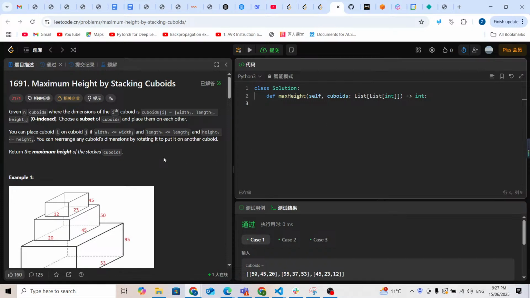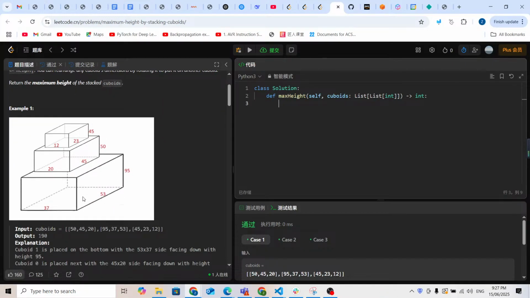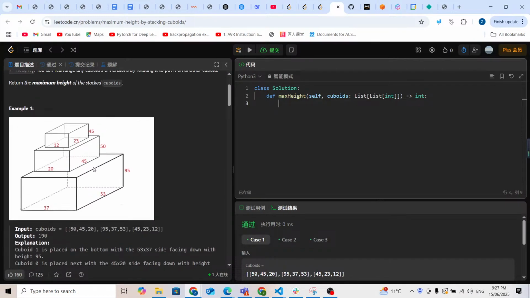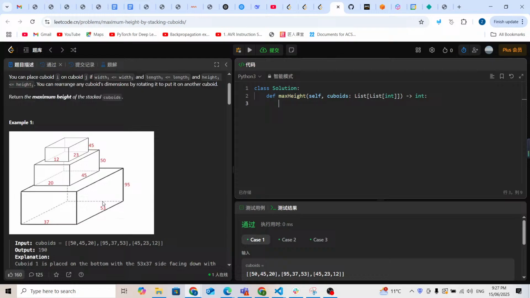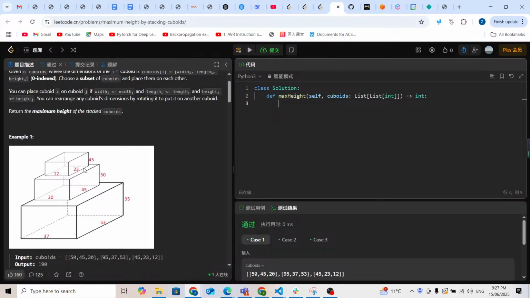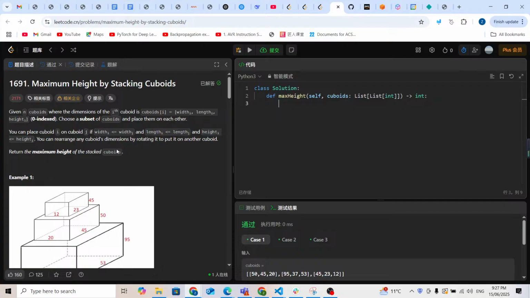Welcome. Let's try to solve another LeetCode problem, 1691, Maximum Height by Stacking Cuboids. For this problem, we are given several cuboids, and we need to stack them together and find the highest height of the stacked cuboids. So we need to meet the conditions.